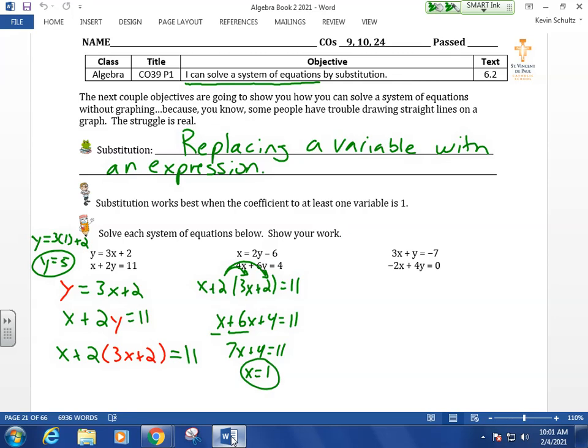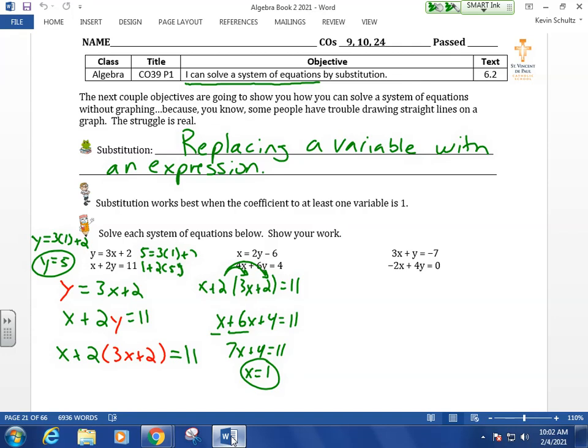Okay? And if I plug these values in for x and y in the top equation, does 5 equal 3 times 1 plus 2? Yes, it does. In my bottom equation, does 1 plus 2 times 5 equal 11?